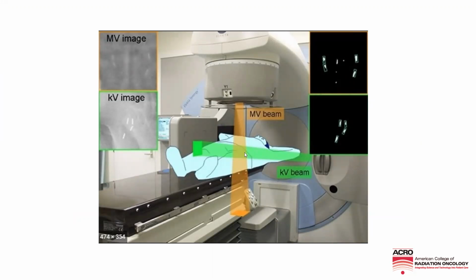Here's a summary showing how MV and KV images are acquired. In this case, the patient has implanted fiducial markers to mark the location of the tumor, which you can then see on the images.